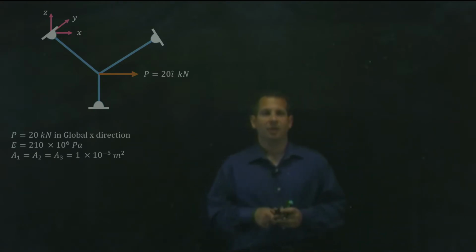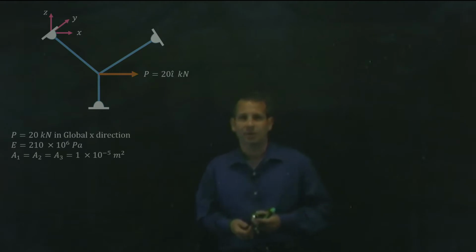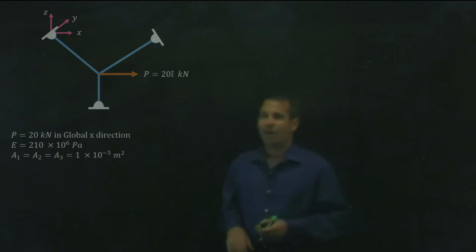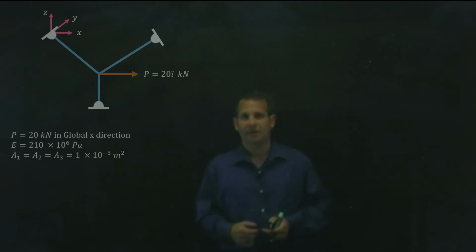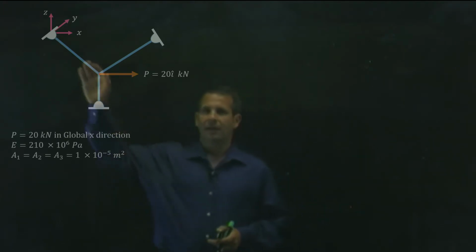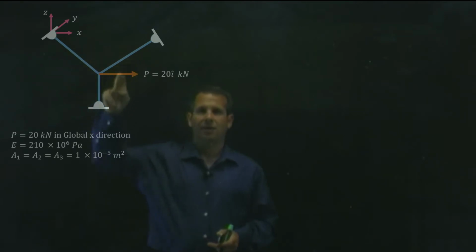Let's do an example of a 3D truss problem, similar to the types of problems you'll see in your homework. The problem I've selected, which depending on which version of the textbook you have, you may find in your textbook, is a 3D truss that consists of 3 bars indicated here in blue. A bar here, here, and here.